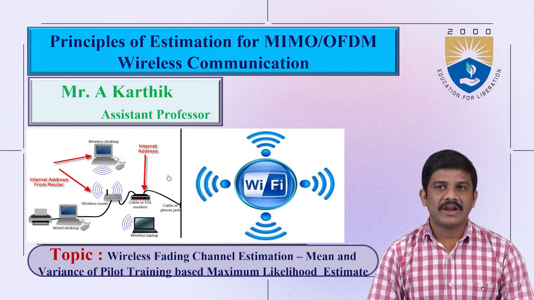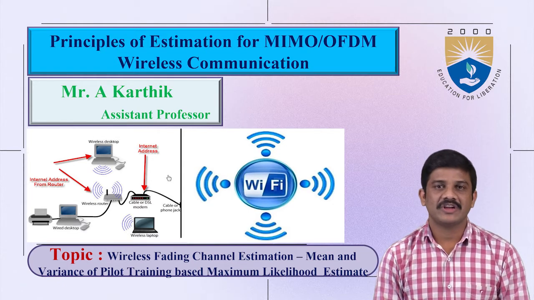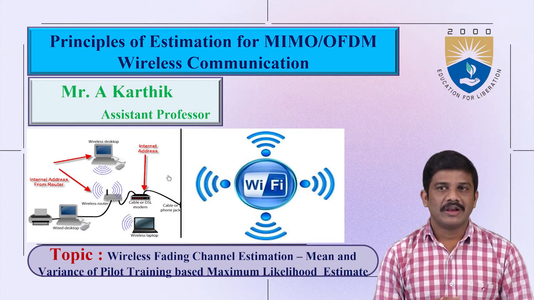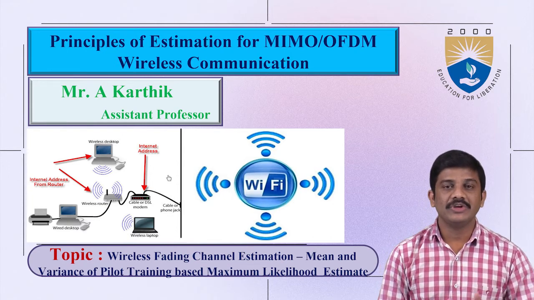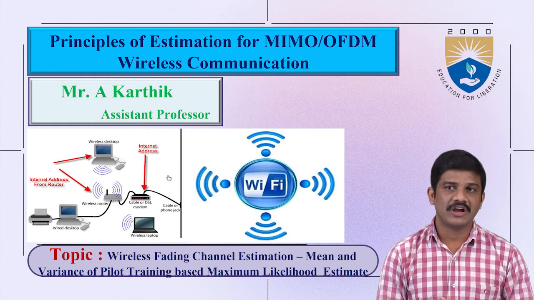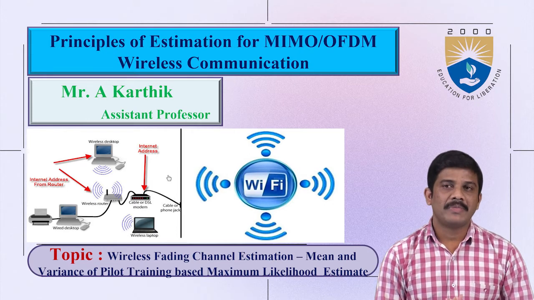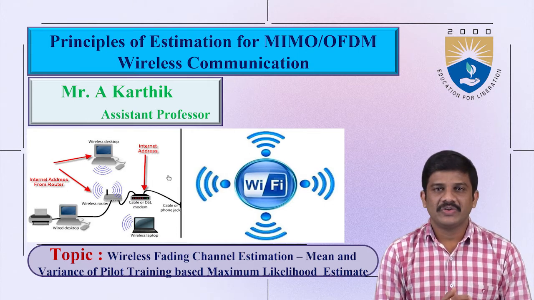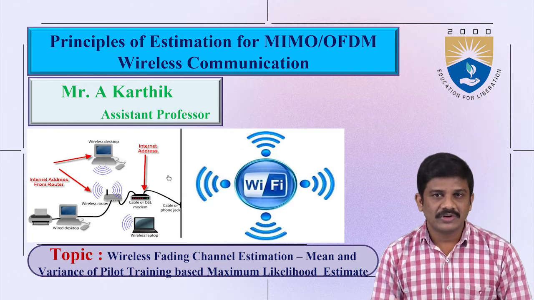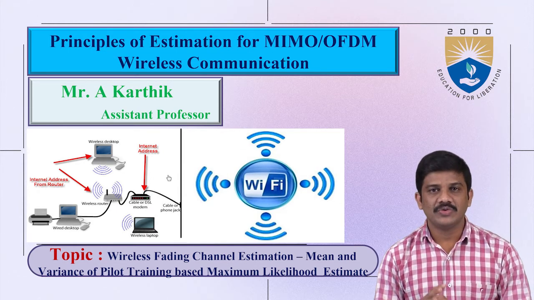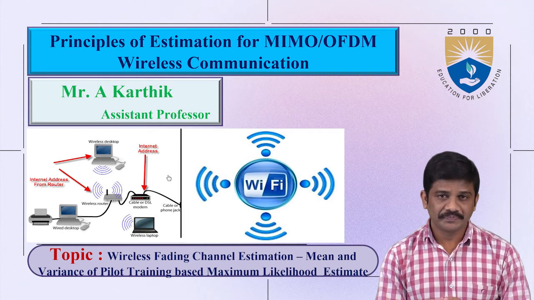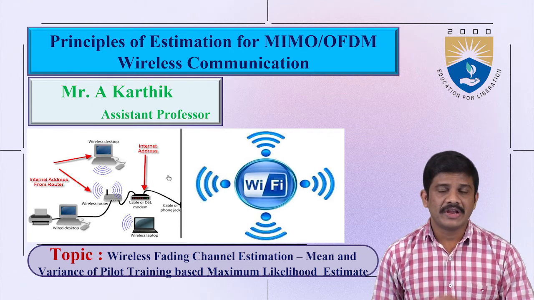Coming to wireless fading channel estimation, in the previous session we also discussed likelihood, and there we found the mean and variance. In this session we mainly discuss the mean and variance of the maximum likelihood. What is the difference between the previous session and this one? There we discussed the likelihood of the mean and variance. Here, we mainly discuss maximum likelihood estimation.